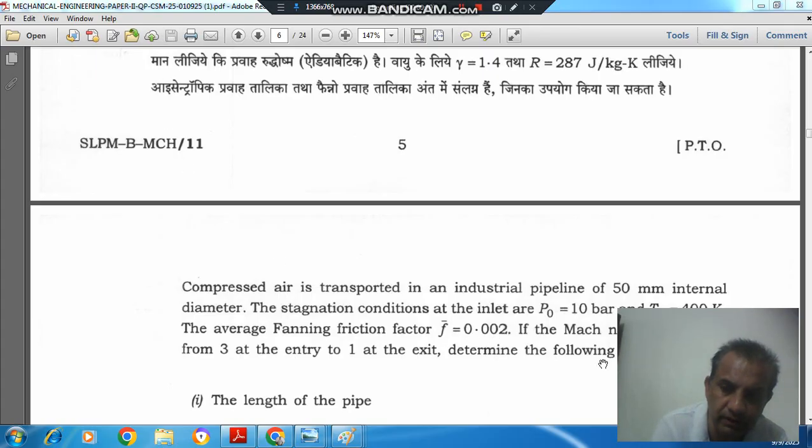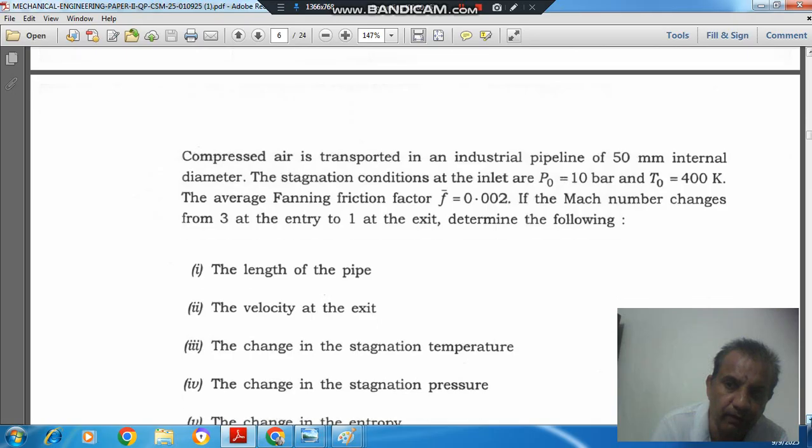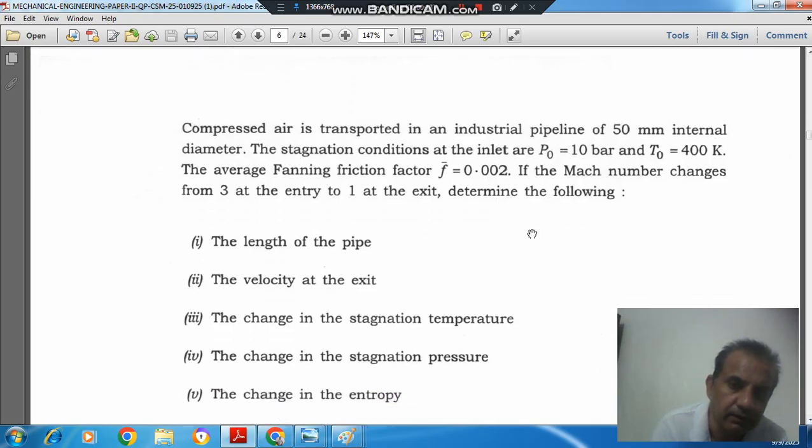Question number 2b: compressed air is transported in an industrial pipeline of 50 mm internal diameter. The stagnation conditions at the inlet are P naught 10 bar and T naught 400 Kelvin. The average Fanning friction factor f is equal to 0.002. If the Mach number changes from 3 at the entry to 1 at the exit, determine the following: 1.